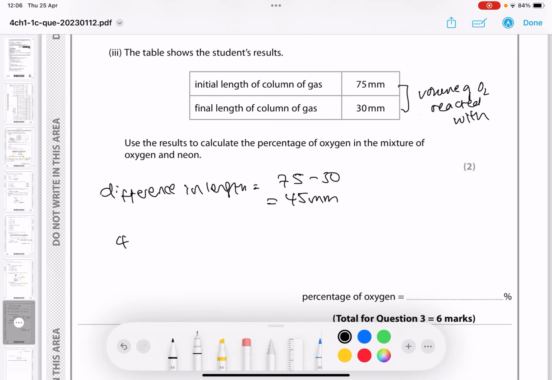So if 45 millimeters was the volume of oxygen it reacted with and the initial length was 75 millimeters, you multiply that by 100, and that will give you the percentage of oxygen in the mixture of oxygen and neon. That's the volume of oxygen it's reacted with. This is the initial volume of everything. And if you multiply by 100, it will give you the percentage of oxygen. So let's quickly calculate that. That will give you an answer of 60%. Cool. Next question.